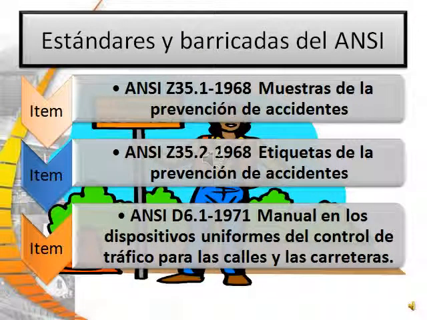Okay, here we can see a listing of the ANSI standards for barricades. Z35 covers accident prevention signs. Z35.2 covers accident prevention tags. D6.1 covers the Manual for Uniform Traffic Control Devices for Streets and Highways.